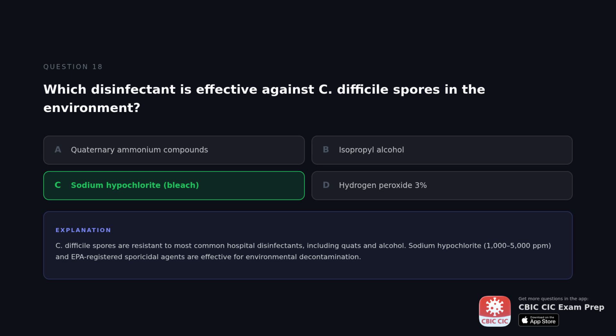The correct answer is sodium hypochlorite bleach. C. difficile spores are resistant to most common hospital disinfectants, including quats and alcohol. Sodium hypochlorite 1,000 to 5,000 ppm and EPA-registered sporicidal agents are effective for environmental decontamination.